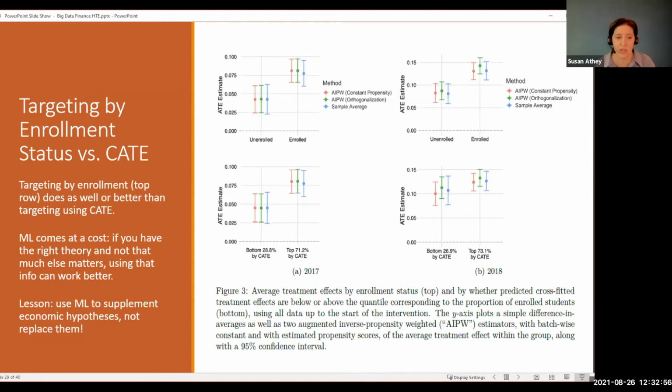And so actually, if you had this data and you knew what you were doing, then that would have been better than our machine learning based approach, at least more so in 2018 than in 2017. And to make this apples to apples, we have the same number of people in each group. So there were 27% unenrolled. So we compare that to the bottom 27% using our machine learning model.